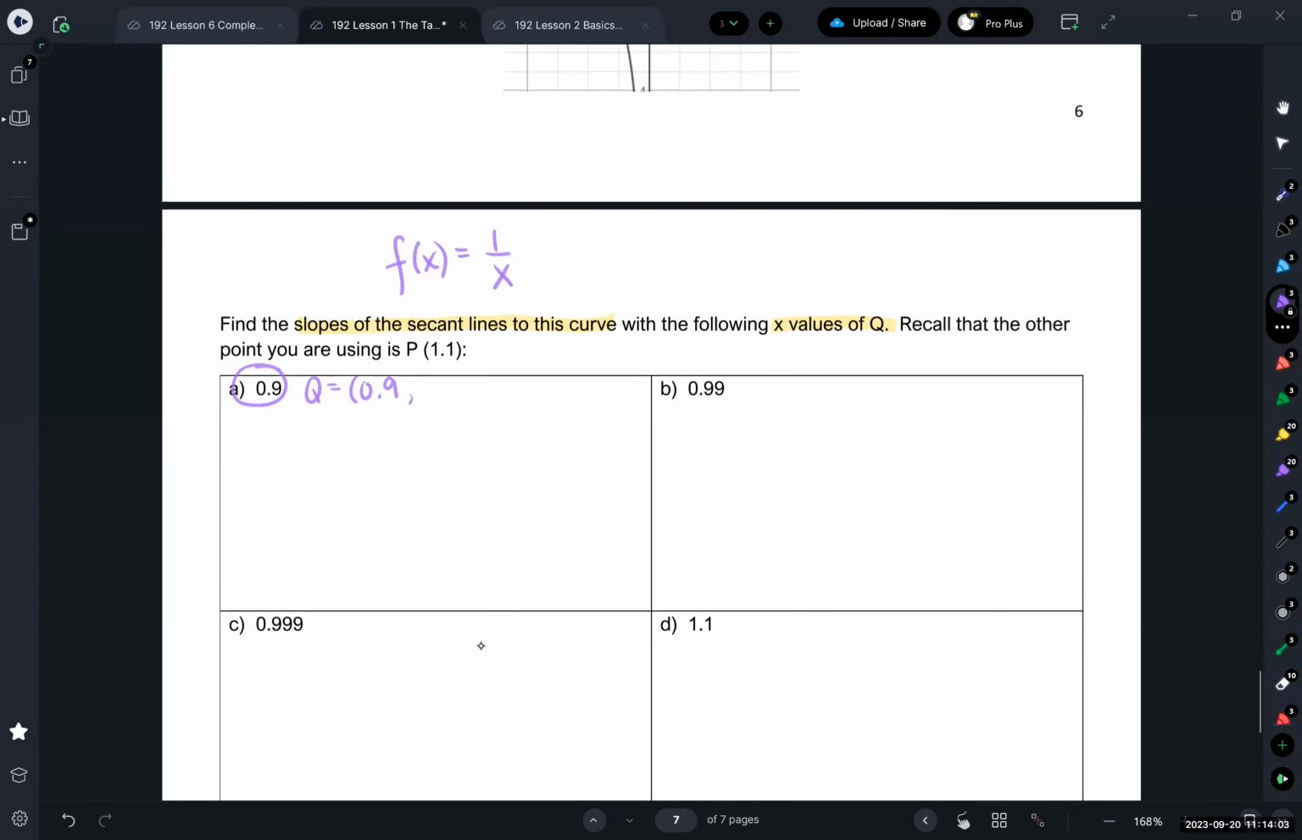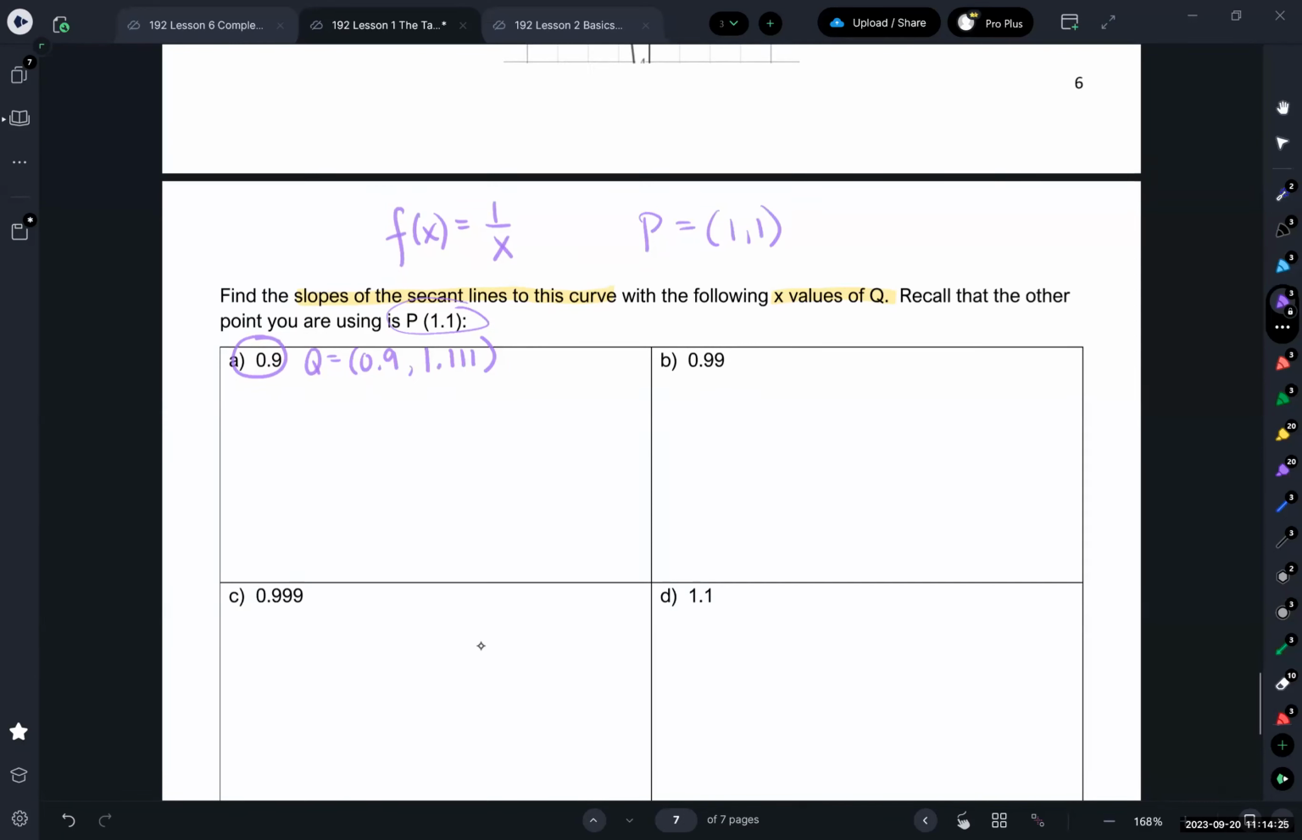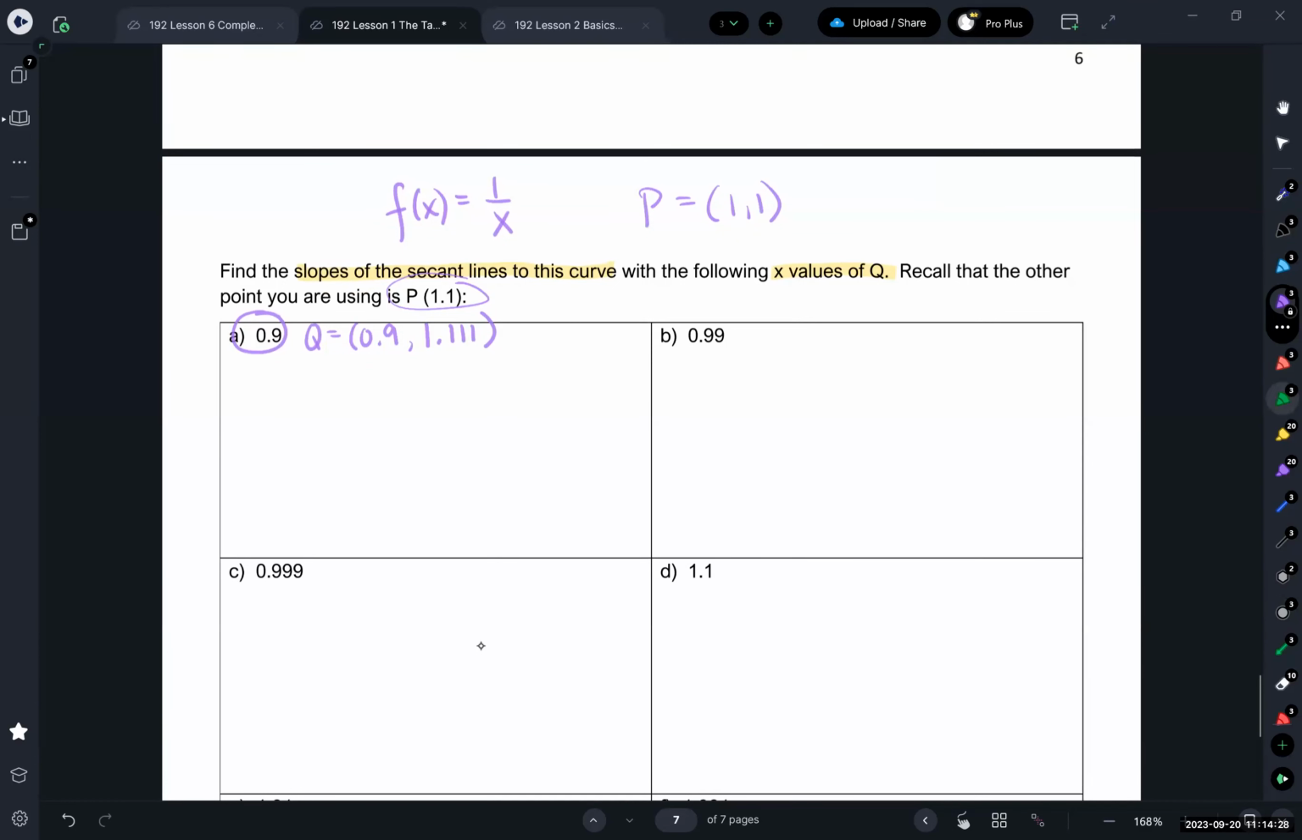1 divided by 0.9, and I get 1.1 repeating. I'll just use 3 decimal places for the sake of this example. And so now I have my Q point. Remember, our P is right here. This point is not changing for the entire problem. That is the point of tangency. And so what I need to do is I need to calculate the slope of the secant line that goes through the P and the Q in this particular box.